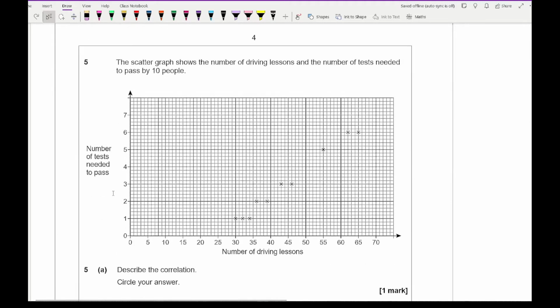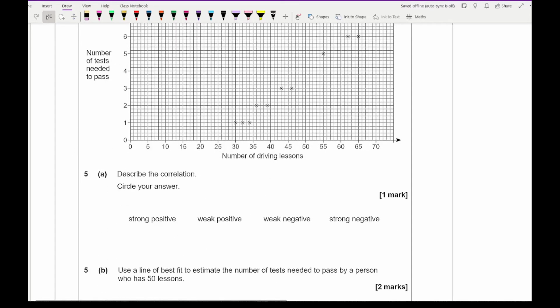So moving on to question 5, it says the scatter diagram shows the number of driving lessons and the number of tests needed to pass by 10 people. And the question is asking us to circle the answer of which represents the correlation of this. Now, I would say that this is strong positive correlation.